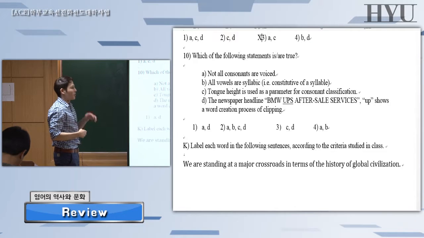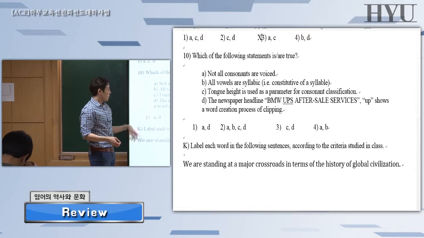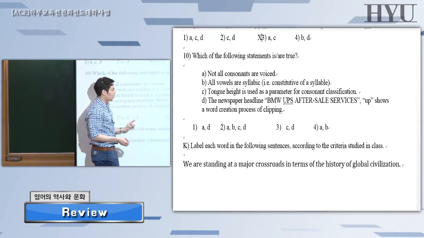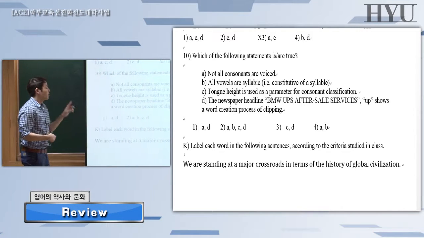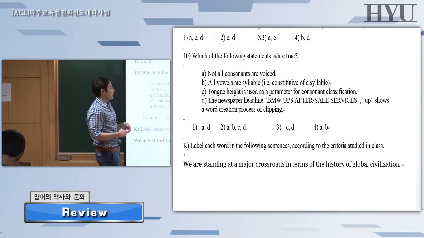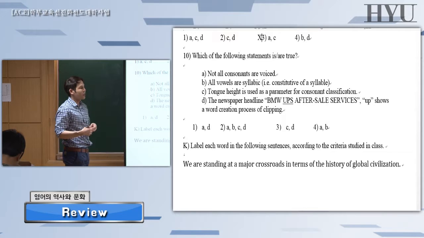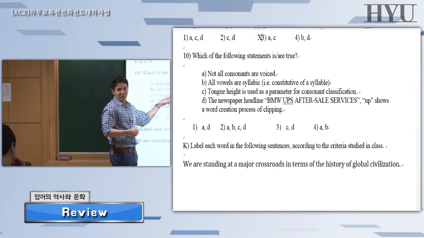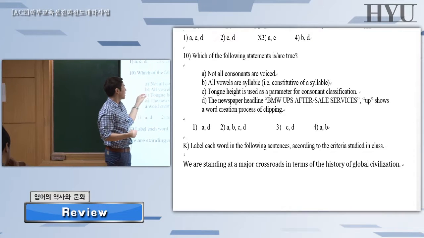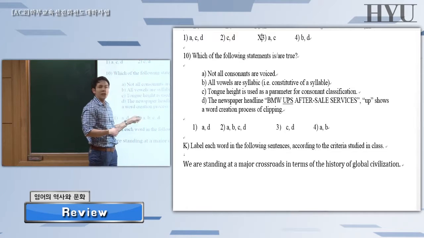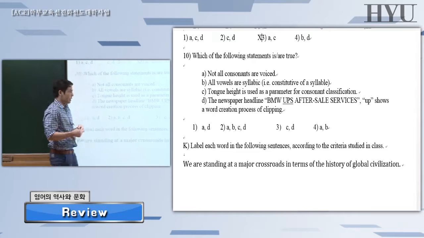A and B. So the correct choice must have A and B, so choice 1 is not correct. You have 2 and 4 left. If you can do one more, then you can get the correct answer. Number C, tongue height is used as a parameter for consonant classification. Wrong, because we use tongue height for vowel classification. So C is not correct. So C cannot be in your answer. So 2 is out. Only 4 is correct.